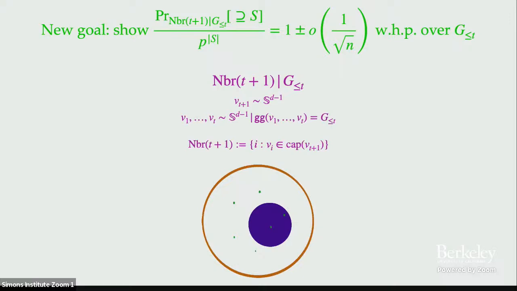Let's quickly recall how this distribution is defined. We have a graph, and we sample a random set of vertices, actually vectors, that generate this graph. After that, we look at all possible neighborhoods of a randomly sampled (T+1)-th vertex.